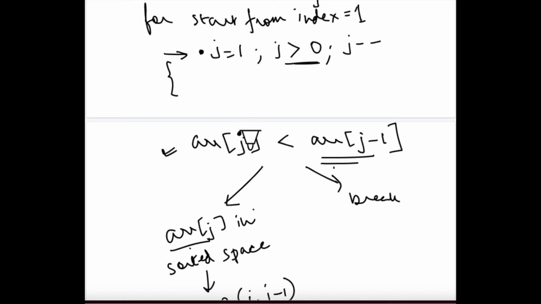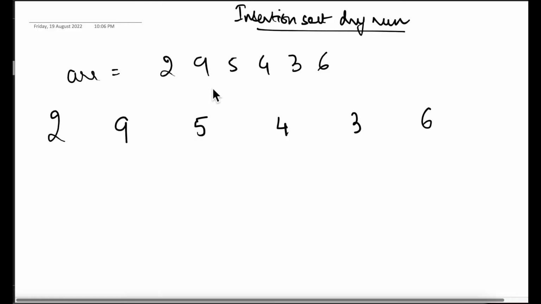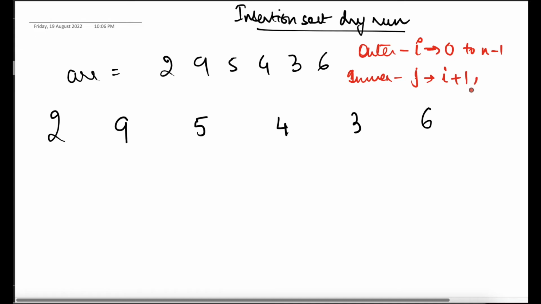Now let's do a dry run. Starting with the dry run for insertion sort. So this is the array that I have taken and I have spaced out the elements. So we are going to have two pointers. For the outer loop, we are going to use this I pointer, and for the inner loop, we'll use this j pointer. So the I pointer is going to run from 0 to n minus 1. Why is it so? We'll discuss that. And j pointer will be relative to I. It will be I plus 1. And j will be greater than 0. And also it will go backward. So j minus minus. So initially I is over here and j is here.